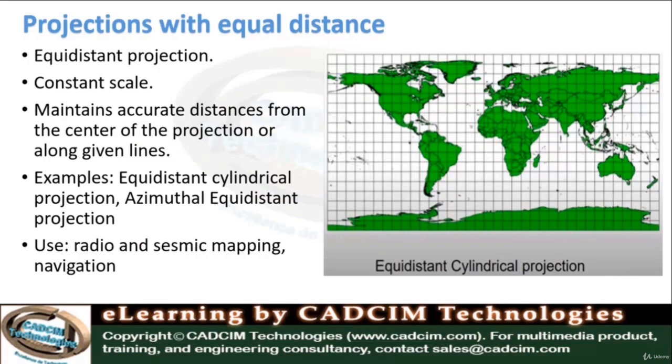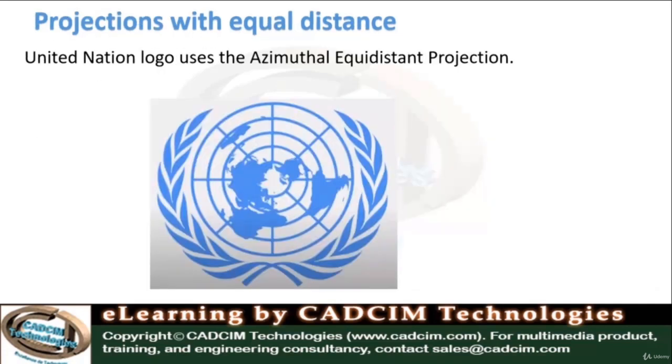There are also projections with equal distance. The equidistant projections keep the scale constant. The distances are accurate, and examples are the equidistant cylindrical projection, the azimuthal equidistant projection, and some others. They are basically used for radio and seismic mapping, navigation, etc. An example of this projection is the United Nations logo, which is an azimuthal equidistant projection. So the distances are preserved, but of course the distortions are large away from the center.